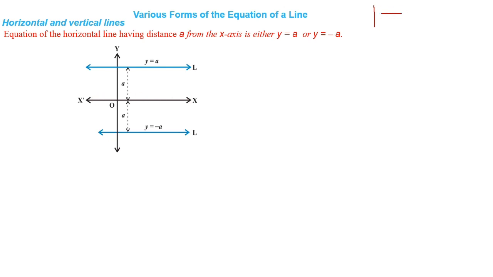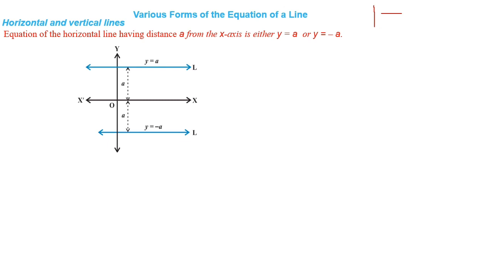This way coming means it will be parallel to the x-axis. There are two options. Since this is the x-axis, either the line can come above the x-axis or the line can come below the x-axis. Above the x-axis means it is on the positive side of the y-axis.